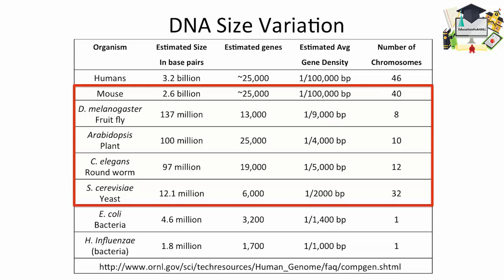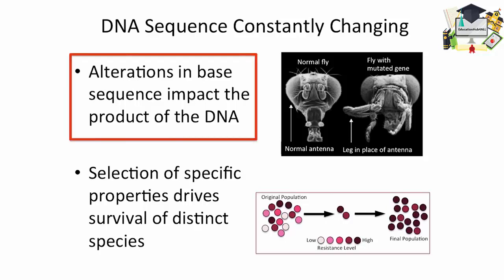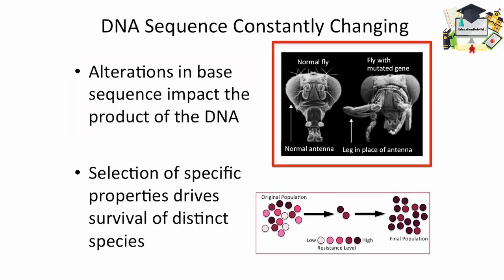But our DNA sequence is constantly changing. We'll see when we talk about DNA repair that the sequence must constantly be maintained. Alterations in the base sequence can impact the protein that it produces. On the left of the image is a normal fruit fly. Its antennae are normal. But if you change just one base pair in a gene that's involved in developmental processes of flies, you end up with a leg in the place of antenna, which is shown on the right. So just a single base pair change can have an impact. It's very important to pay attention to what the sequence is and what it means.